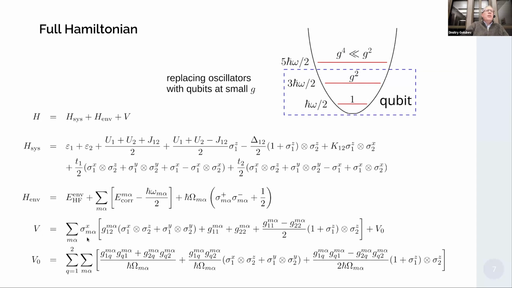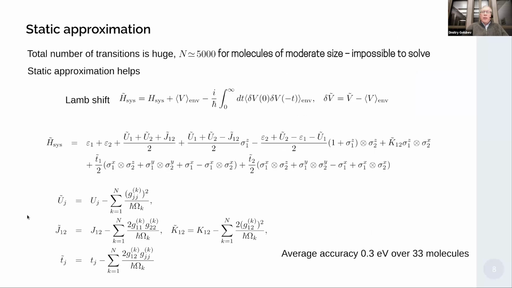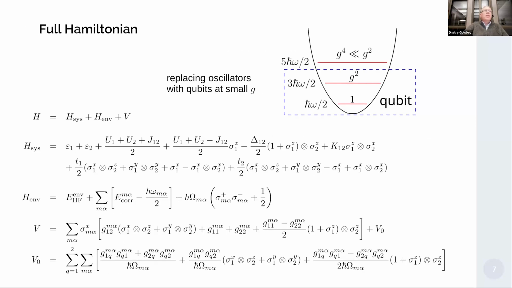And then the interaction term contains these products of 3 Pauli operators. 1 comes from the environment, and 2 come from the system. So this is basically the general structure of the Hamiltonian, which can be easily encoded in a quantum solver presented by Hannah and solved. Now, unfortunately, I said easily, but of course, the number of qubits in the environment is so huge that one cannot do that. These are many thousands, actually, and all of them are important.